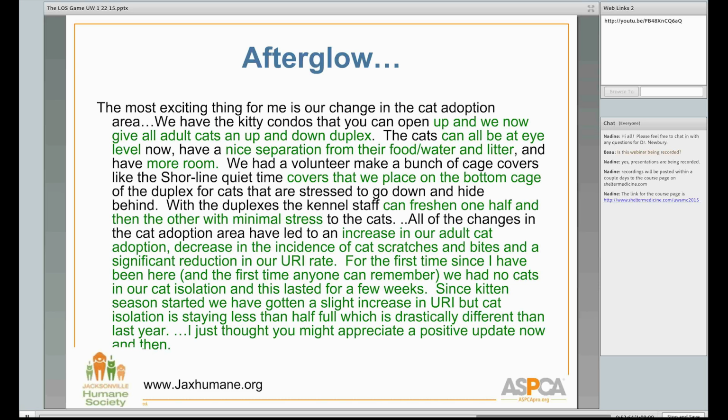All of the changes in the cat adoption area have led to an increase in our adult cat adoption, decrease in the incidence of cat scratches and bites, and that's also huge, and a significant reduction in our URI rate. For the first time since I have been here, and the first time anyone can remember, we had no cats in our cat isolation, and this lasted for a few weeks. Since kitten season started, we've gotten a slight increase in URI, but cat isolation is staying less than half full, which is drastically different than last year. I just thought you might appreciate a positive update now and then, and in fact, we do.